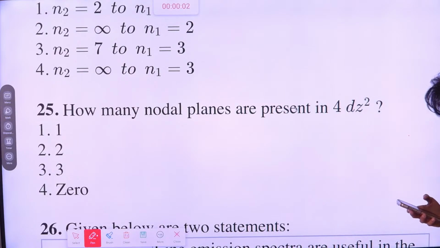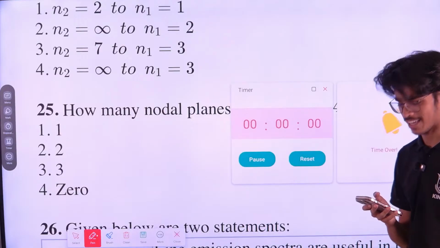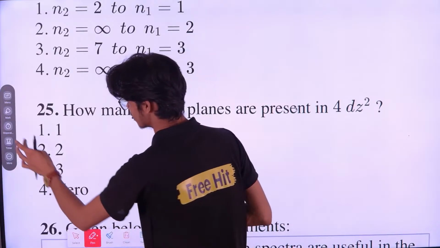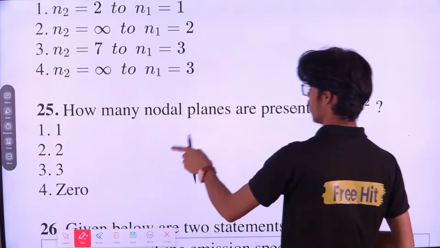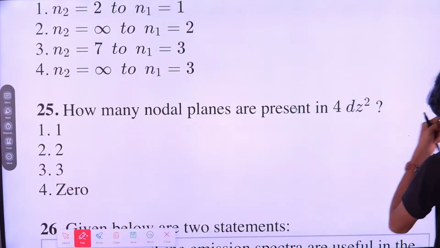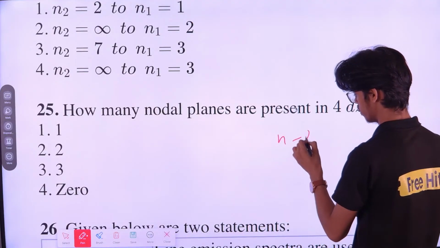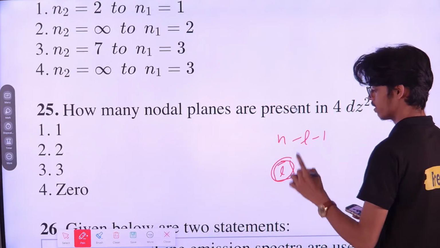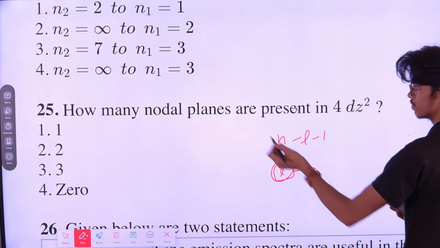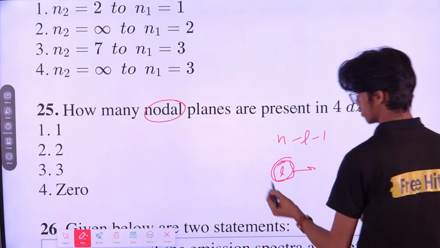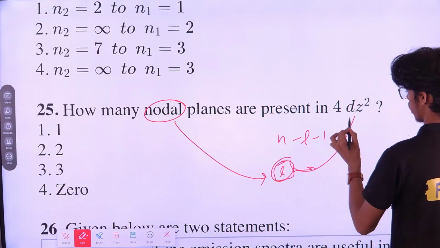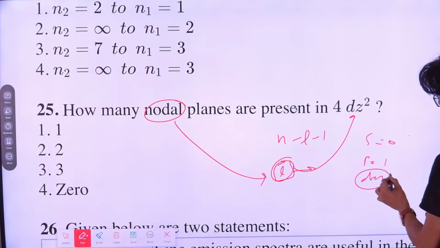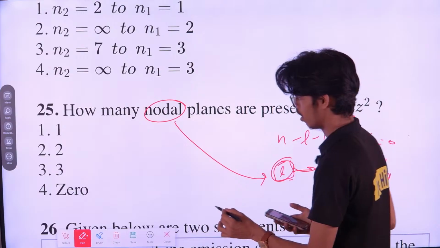There is a reason I have called this question special. Can you guys write down the formula that you are using? So how many nodal planes are there? Radial nodes are n minus l minus 1, right? And nodal planes are l. So l will give the value of the nodal planes. What is the value of l here? s equal to 0, p equal to 1, d equal to 2. So l is equal to 2. It means option number 2.